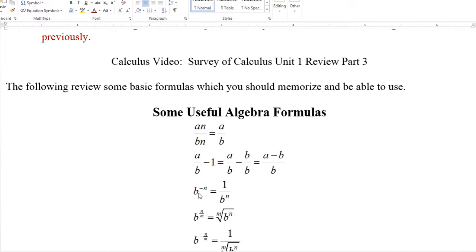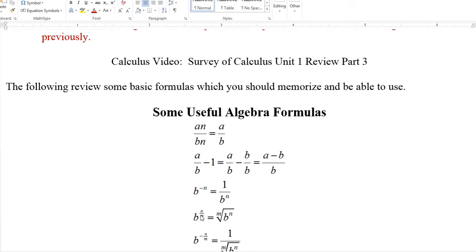Then we have our negative property of exponents. b to the negative n is 1 over b to the n. So that negative power flips this over to the denominator. b to the n over m, if n over m is reduced, is b to the n, and then take the m root of that. So the numerator power is the power that's under here. The denominator power is the root. So in particular, for example, the 1 over 3 power would be the cube root.